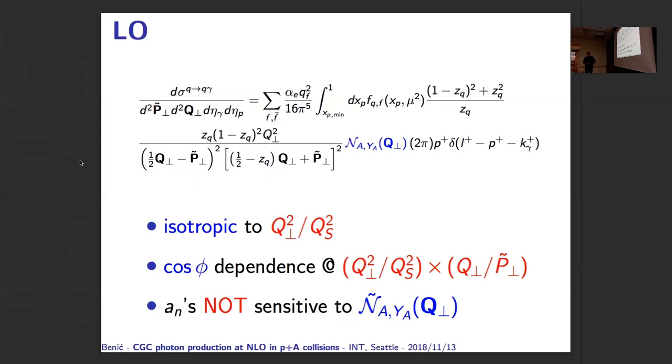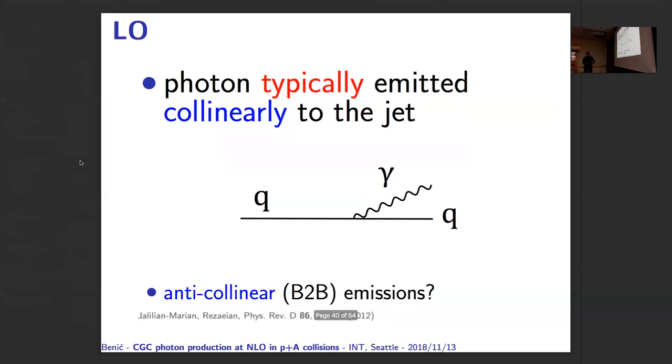you have to assume that Q is smaller than Qs so that you can expand the dipole. Also, to get an angular dependence, you need to go one order beyond. So you get a Q over P tilde suppression, and then the cosine dependence comes just from the hard factors. So essentially the message is that by using the leading order calculation, the angular correlations will not be sensitive to the saturation scale, because they are not sensitive to the dipole, because all the dependence is in the hard factor. So you need to somehow go beyond that.